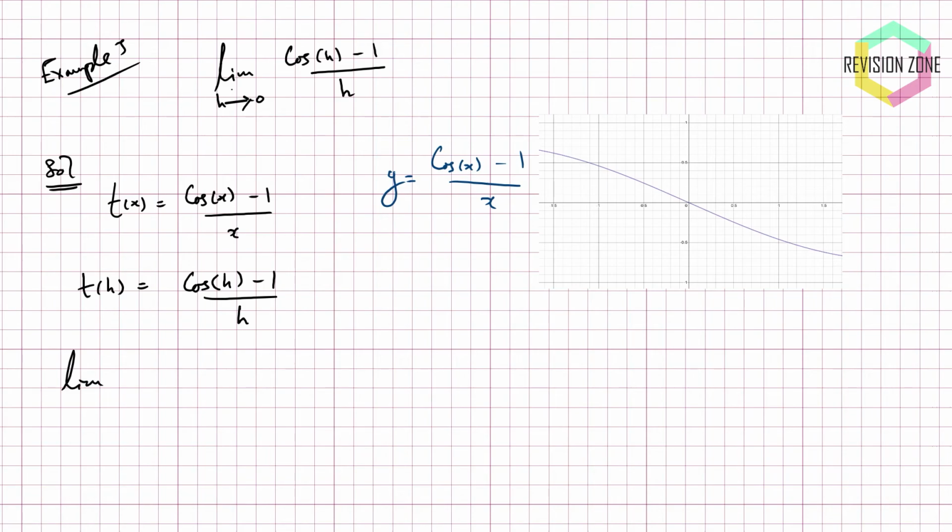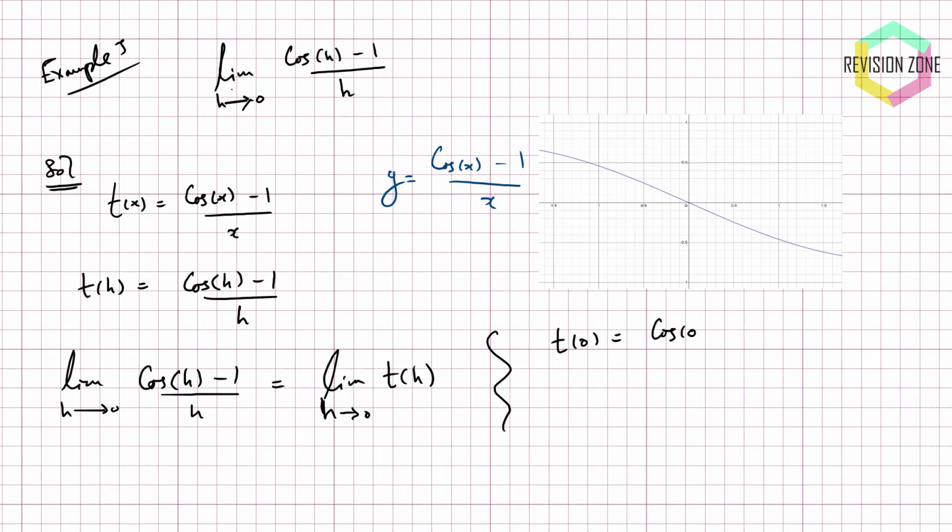So I want to work out the limit as h tends to 0 of cos h minus 1 over h, but that's the same as working out the limit as h tends to 0 of t of h. But the point here is, when I put 0 into t, I get cos 0 minus 1 over 0, but cos 0 is 1, so I get 1 minus 1 over 0, which is 0 over 0. So again, we run into a problem that we've seen time and time again. So we basically work out the limit using the method that we've seen before. But in this case, we need not repeat that, as I say.